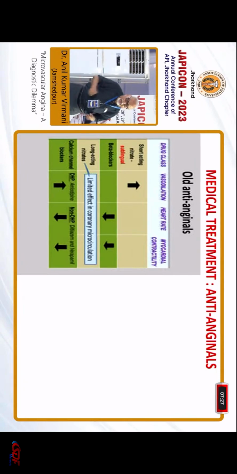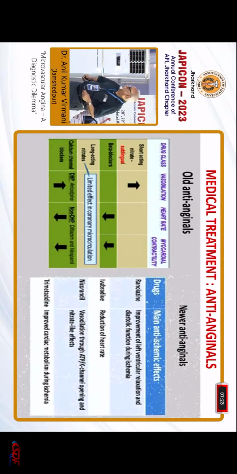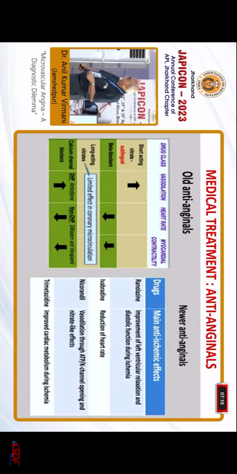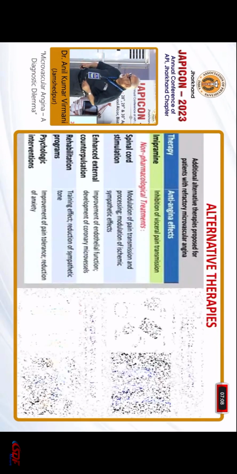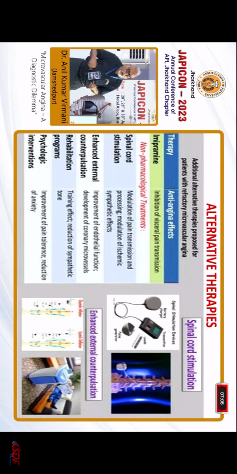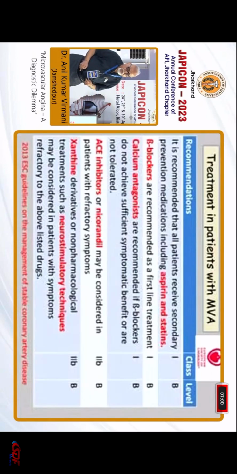Medical treatment, all of you know, short-acting nitrates, beta blockers, calcium channel blockers. Now, long-acting nitrates have very limited efficacy in the microcoronary circulation. Other drugs, ranolazine, ivabradine, nicorandil, trimetazidine. I won't go into details, all of you know where to use when. There are additional drugs which are needed in these patients, like the RAS blockers, statins, xanthines, and estrogens, etc. Then we have non-pharmacological treatments like spinal cord stimulation and enhanced external counterpulsation.